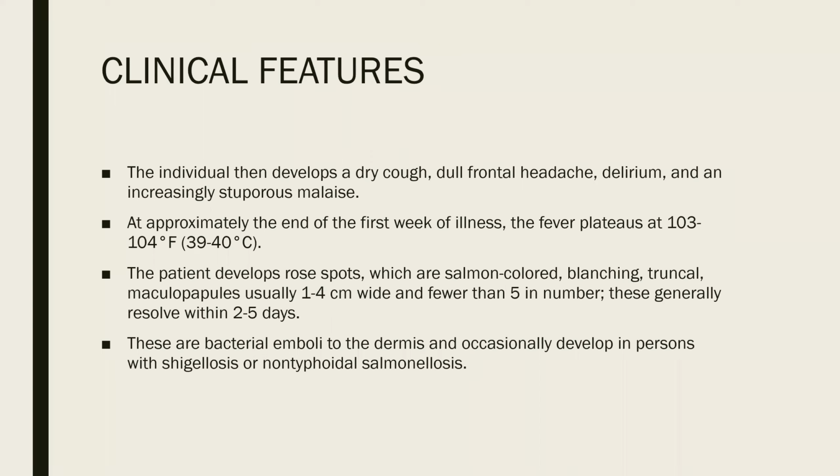Now, clinically, another thing that you would notice between the first week and the second week is the development of rose spots. It's not very easy to distinguish them in dark skins, but they are salmon colored, or basically reddish, and they are blanching. They are macules, but they may be papular as well. Usually just about this wide and very few, and they resolve in a very short time.